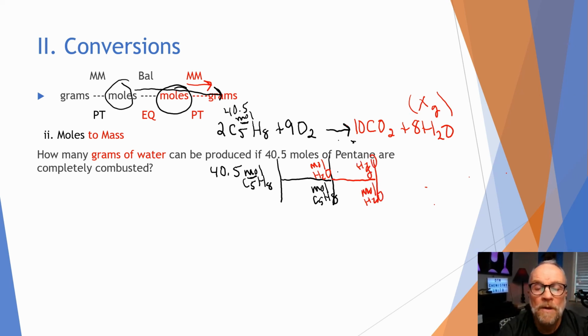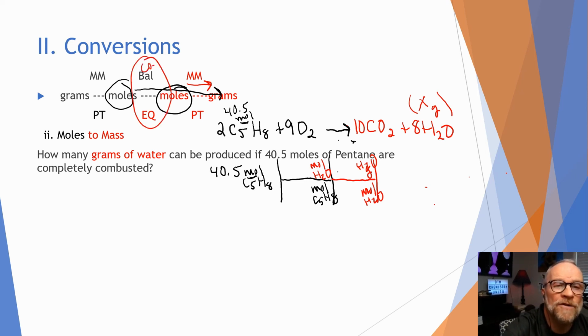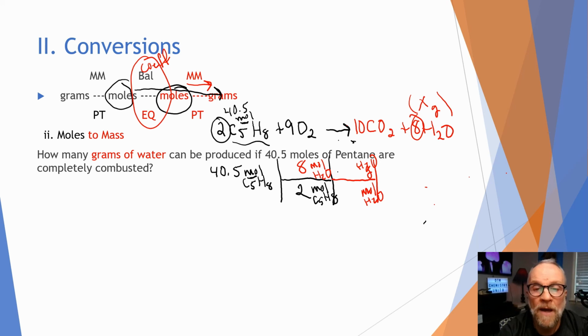Okay, so let's pull off our coefficients. We'll use the balanced equation and the coefficients again. And so moles of water will be 8. Moles of pentane will be 2. So we have an 8-to-2 ratio there. And then to finish up, for every 1 mole of water, we have so many grams of water.